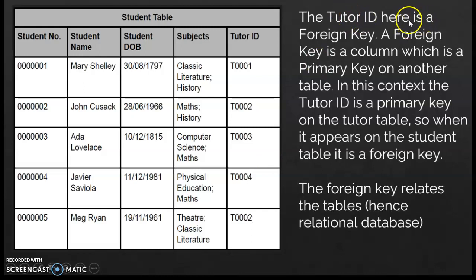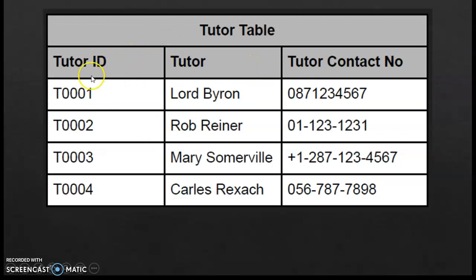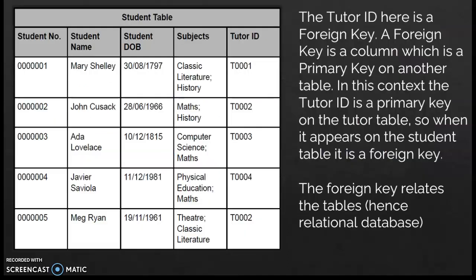So, the tutor ID here is a foreign key. This is a foreign key because in this table, tutor ID is a primary key. It's unique in this table. Unique, will never be repeated. But a foreign key is a column which is a primary key on another table. In this context, the tutor ID is a primary key on the tutor table. So when it appears on the student table, it is considered a foreign key. Long story short, a foreign key is a primary key in another table. Does that make sense?